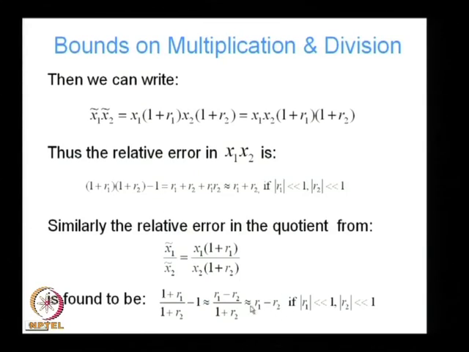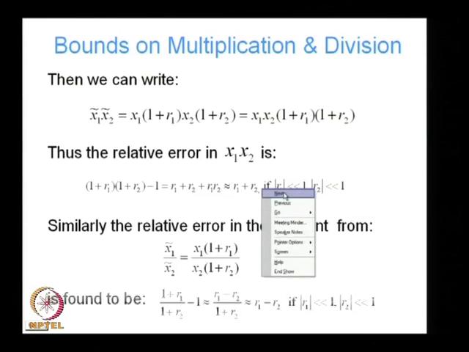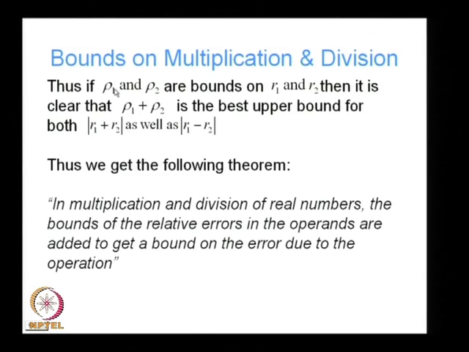If we want to find bounds on R1 plus R2, which is the relative error due to multiplication, and R1 minus R2, which is the relative error due to division, we know that the relative error due to R1 plus R2 is bounded by the sum of the errors in R1 and R2, rho 1 and rho 2. Thus, if rho 1 and rho 2 are bounds on R1 and R2, then rho 1 plus rho 2 is the best upper bound for both R1 plus R2 as well as R1 minus R2.